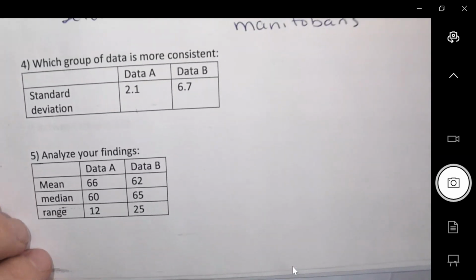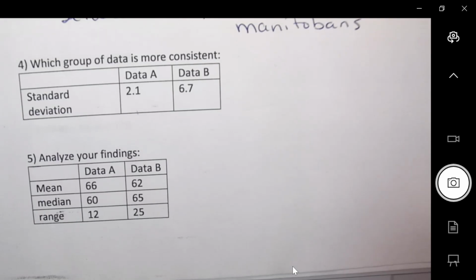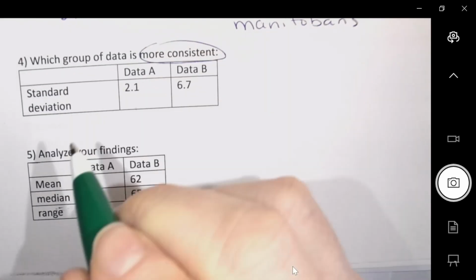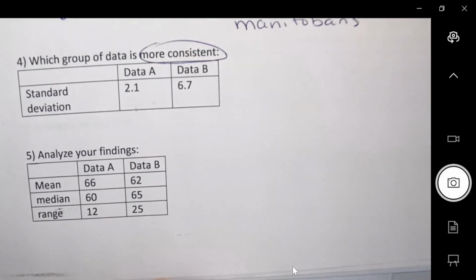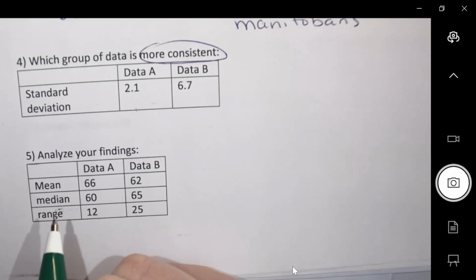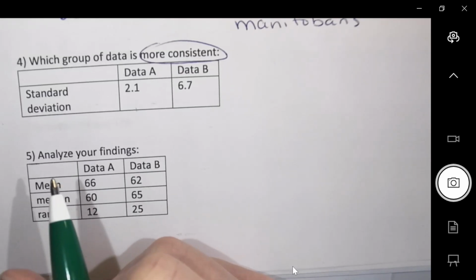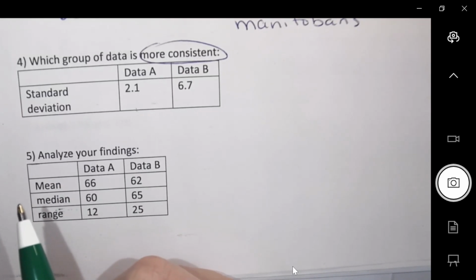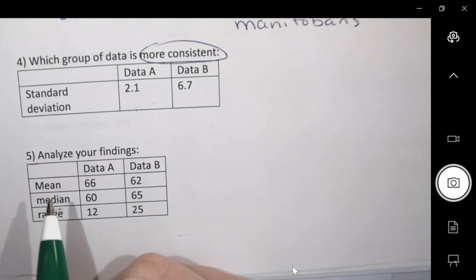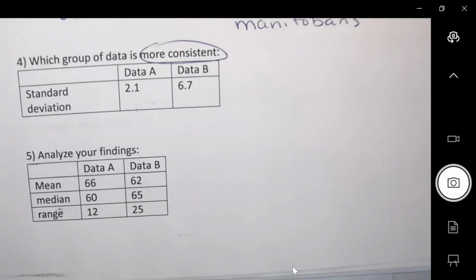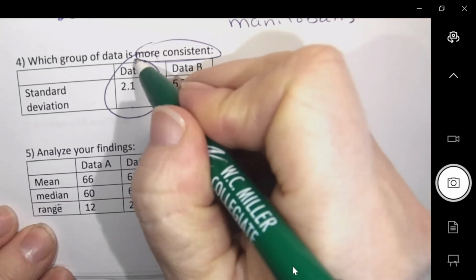Okay, which data is more consistent? What's the rule there with consistency? I have standard deviation. What does that tell me about being consistent? What does standard deviation tell us? How close we are to the mean, right? So who would be more consistent? A.